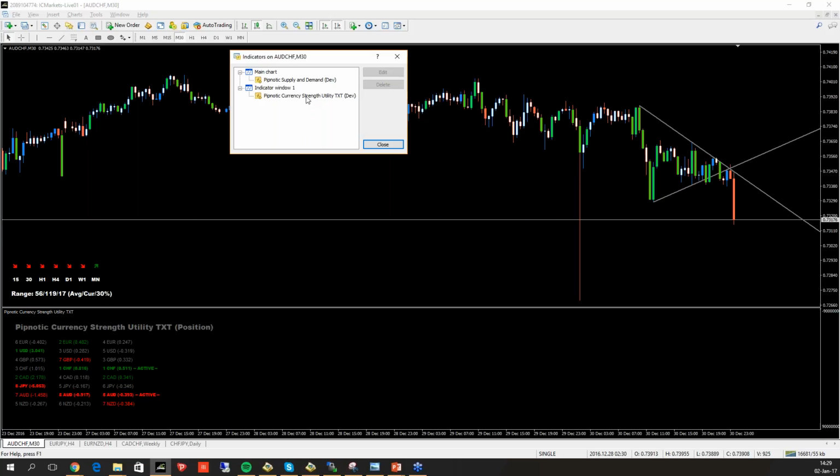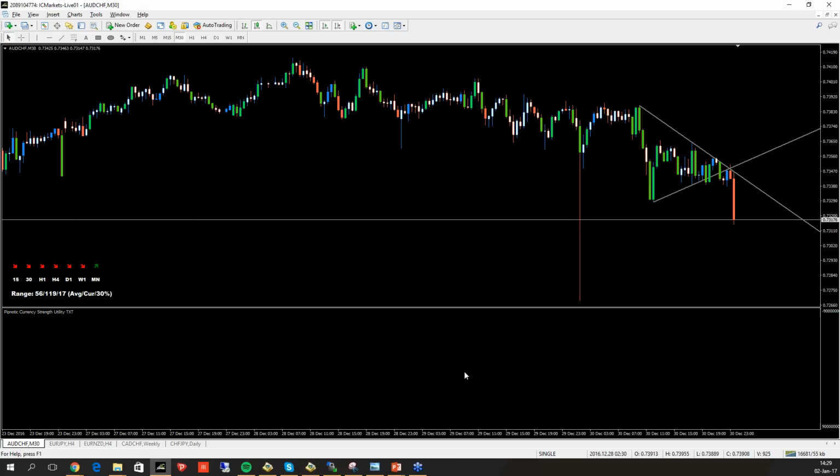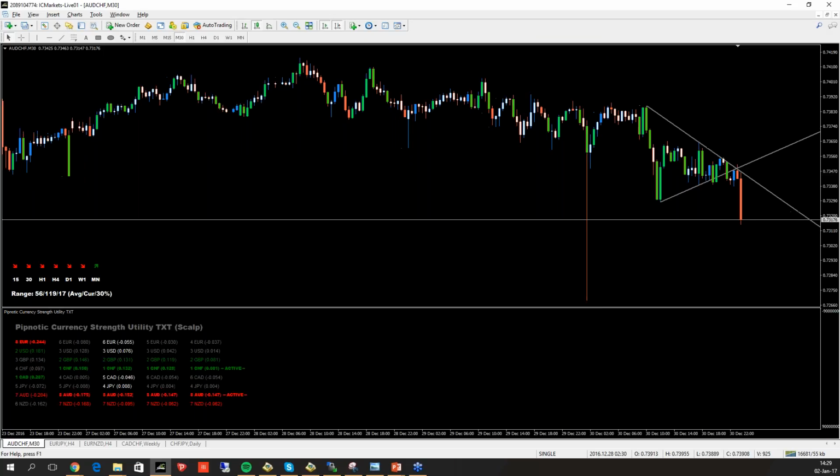So this just enables you to kind of fine-tune what you're seeing here. But I like to have it on about 5. I think this is pretty good, 5 or 6. But if you want to see shorter time frames, then you can put it on, for example, the scalp, and if you press enter, well, then we're going to see some pretty quick moving currency strength information.